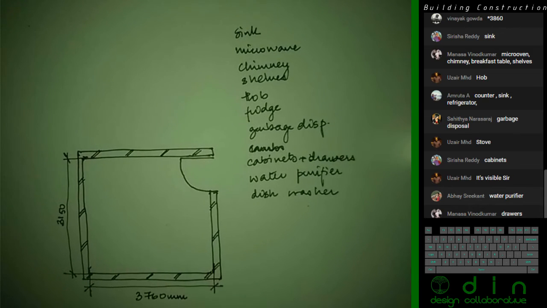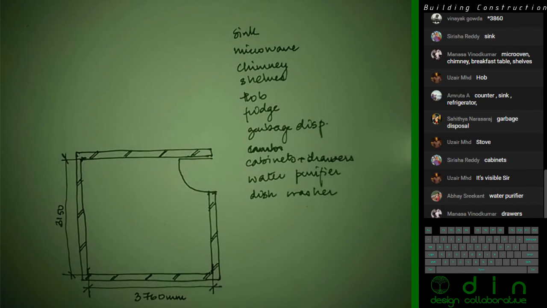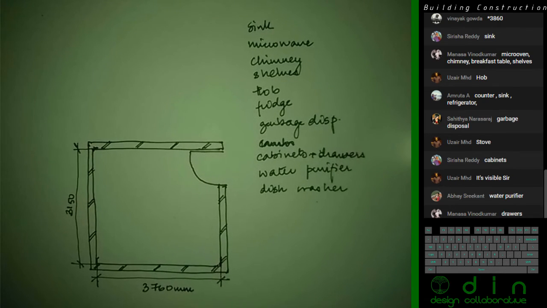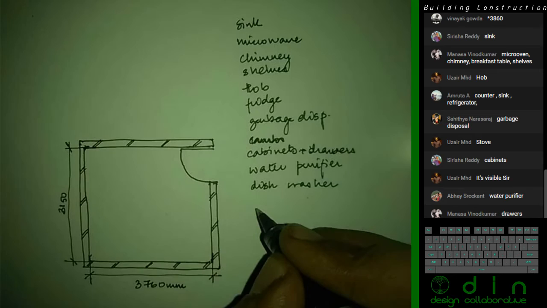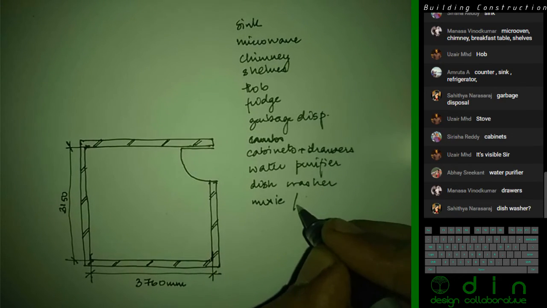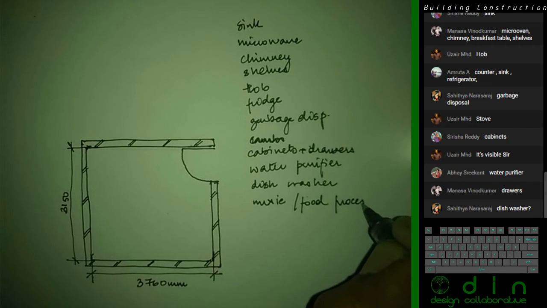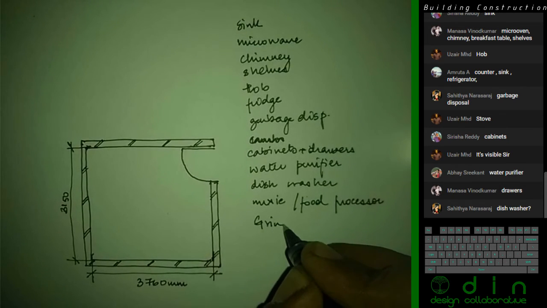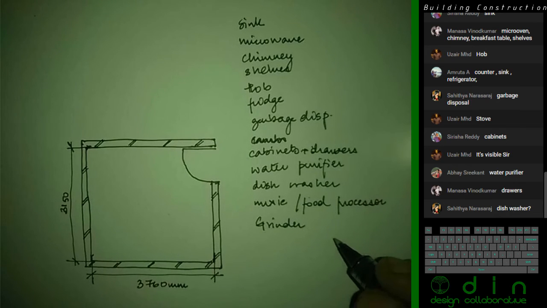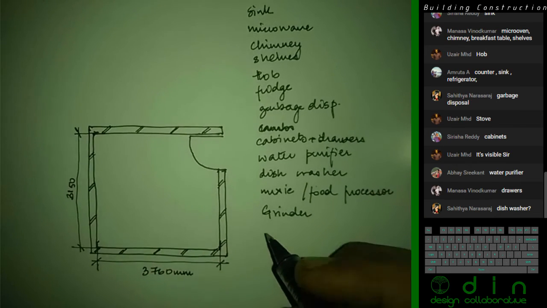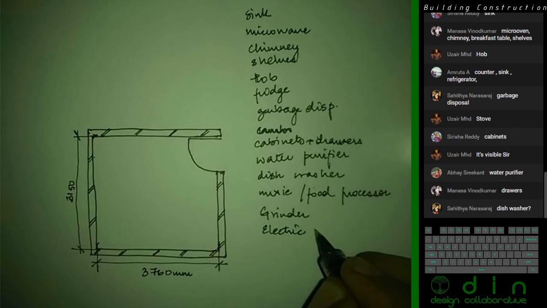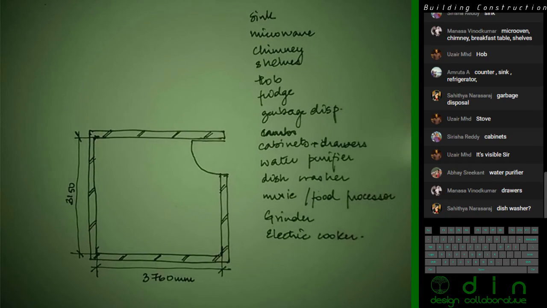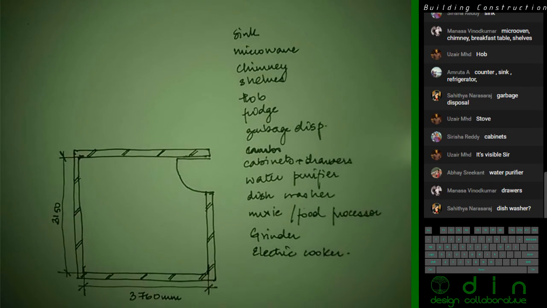Dishwashers. What else? Anything else? Mixie, grinder, maybe. Mixie, food processor, grinder, which is rather uniquely Indian, I think. Blender, mixer, electric cooker, sure, why not? Cool. There are lots and lots more, but for now, I think these are the main ones.